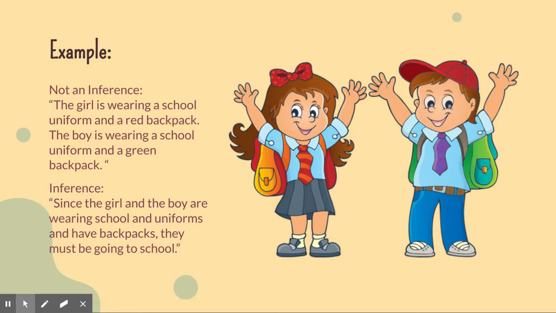So an inference about our picture is that because they have their backpack and because they have their school uniform, they must be going to school. Our picture does not tell us that they're going to school. We don't see the school. They're not in a classroom, but we know based on our background knowledge of what you need to go to school and what we see in our picture that these two must be getting ready to go to school.